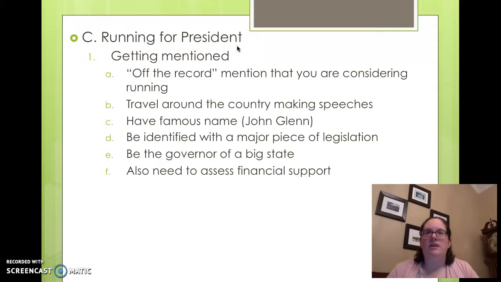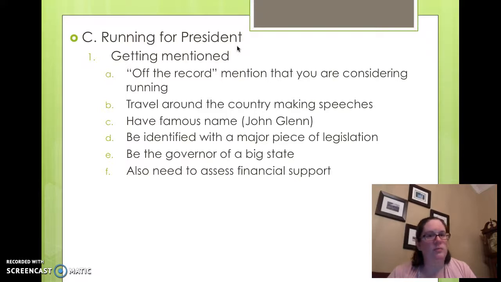If you get yourself identified with a major piece of legislation or an investigation, if your name is out there in the news, people will be like, well, maybe they were thinking about running for president. You've got to have your name out there. We've seen many of our presidents come to us by being a governor of a really big state.